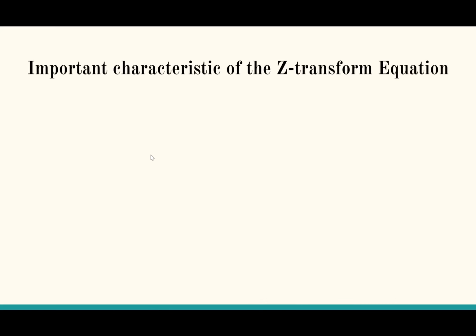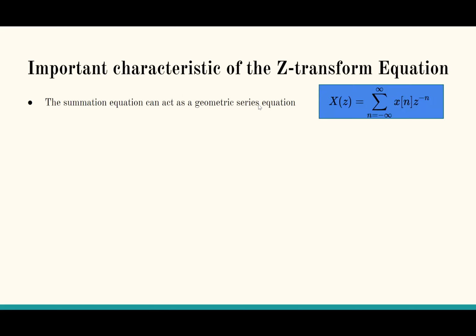So, an important characteristic of the Z transform equation: the summation equation can act as a geometric equation. Let's take our attention back to that general equation. We have a power of -n, which gives us freedom to use a geometric series equation if x[n] allows us to.